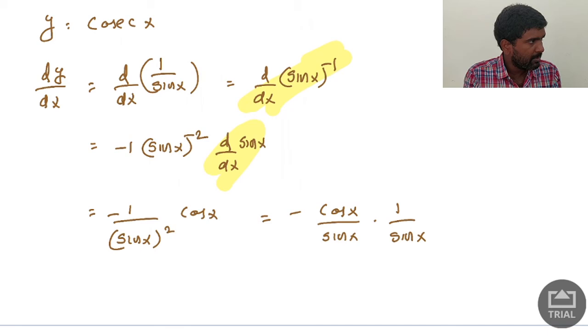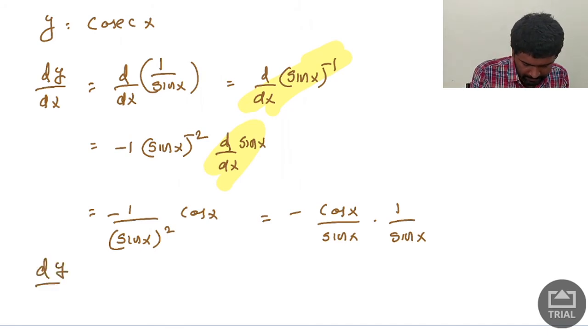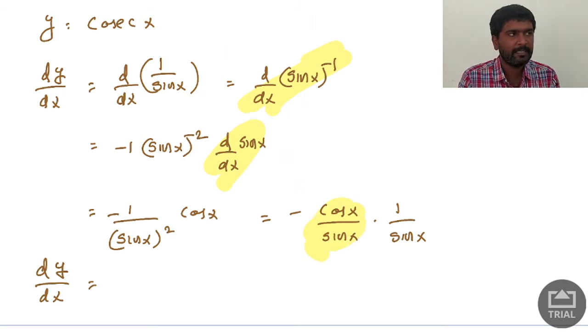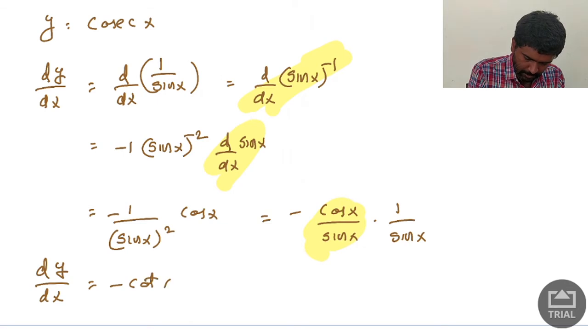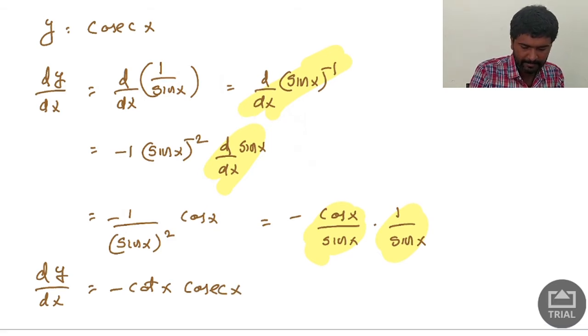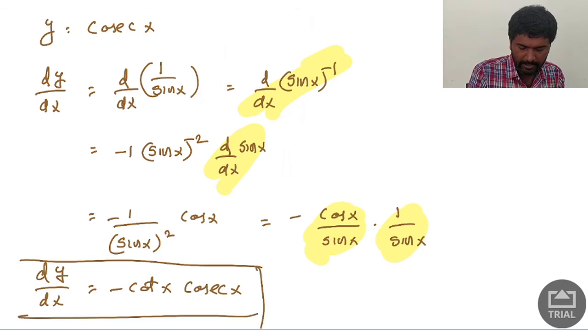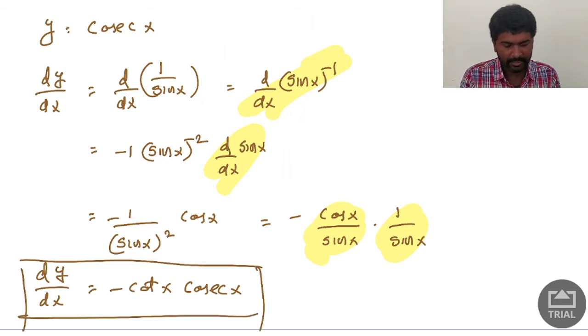Now dy by dx is, and look at this part, cosine by sin, that is cot x. Now let us look at 1 by sin, that is cosecant x. So this is the result. So if y is cosecant x, your dy by dx will be minus cot x into cosecant x. So this is how you can do.